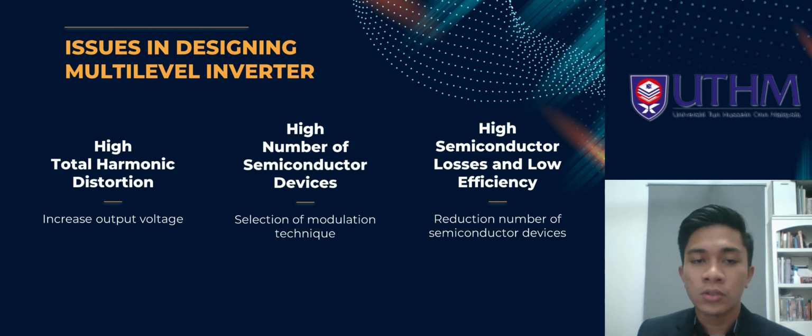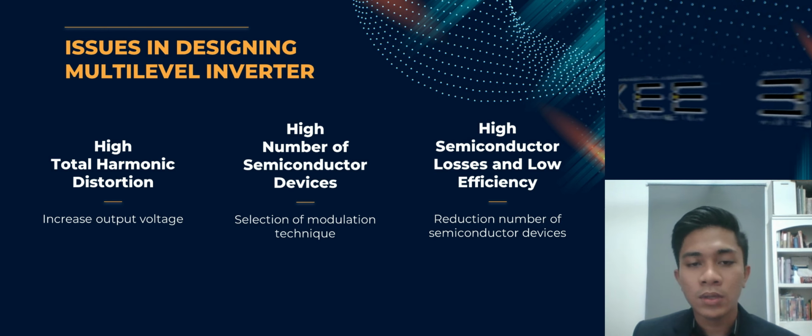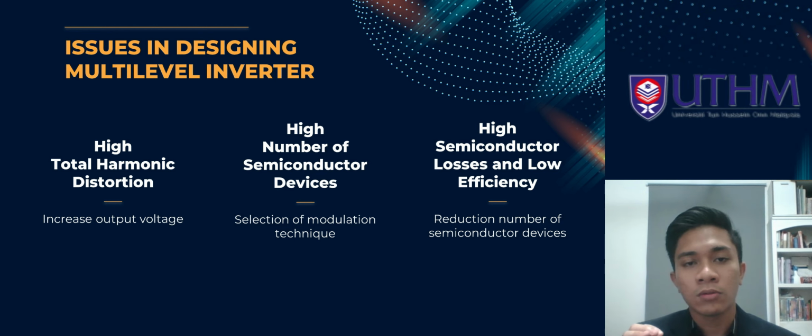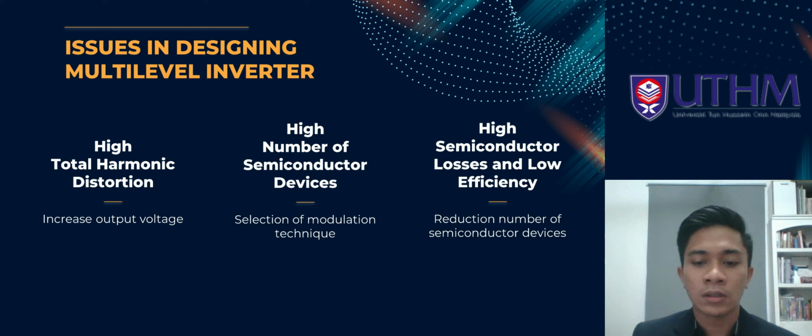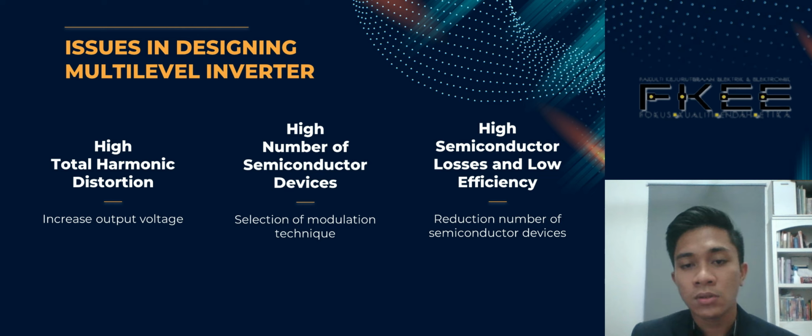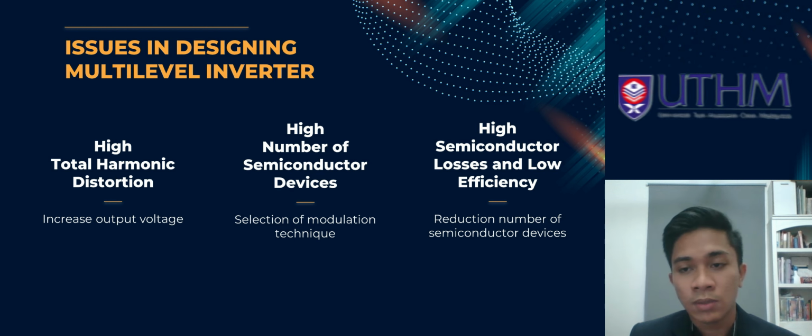However, designing a multi-level inverter also has a few issues. The first is high THD, which can be solved by increasing the output level. The second is the high number of semiconductor devices. We know that the THD can be reduced by increasing the level of the inverter, but when we increase the number of levels, we also increase the number of semiconductor devices. This can be solved by the selection of a modulation technique, such as PWM or SPWM.